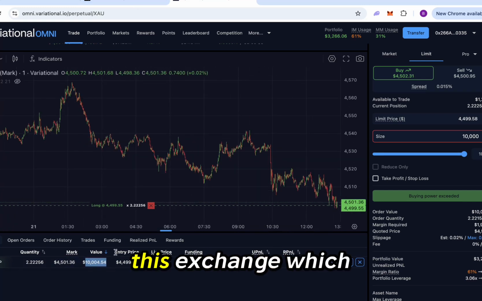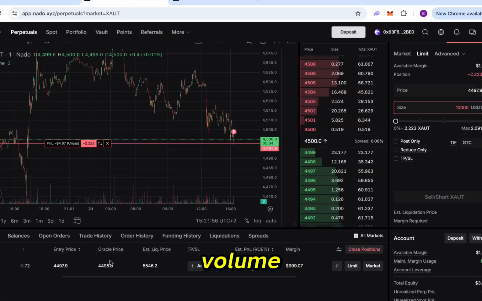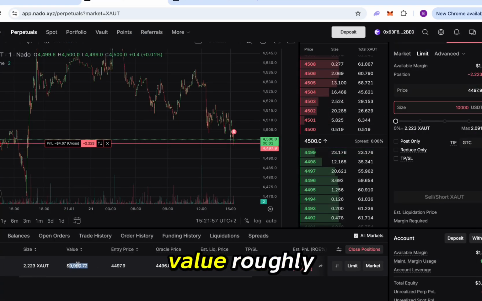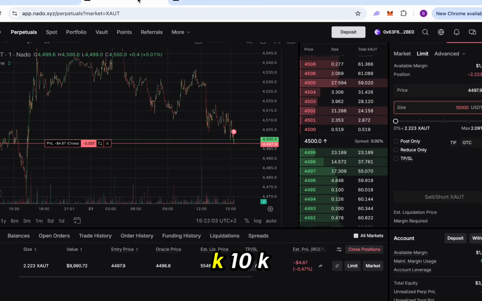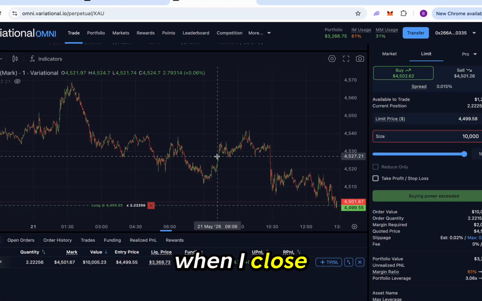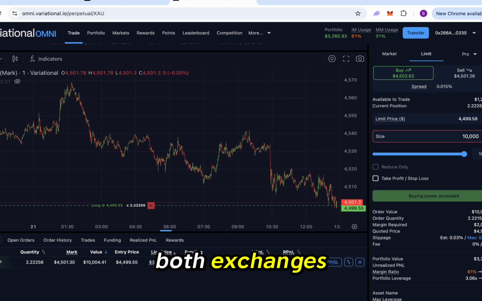I put in 10K on this exchange, which is 10K volume. I put in 10K here, value, roughly. So in total I have 20K, 10K on each exchange. When I close the position, that's another 10K. So then I have 20K in volume on both exchanges.